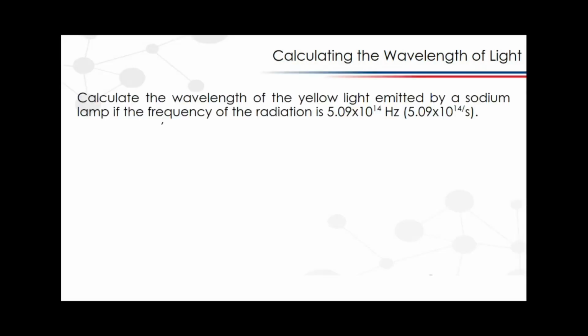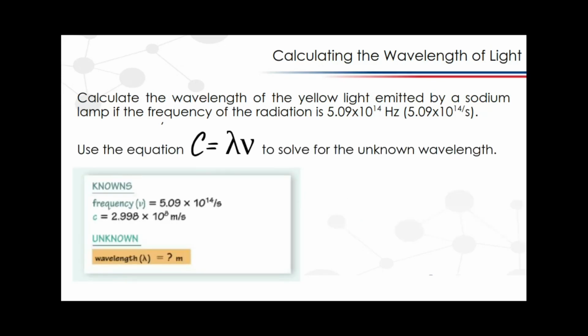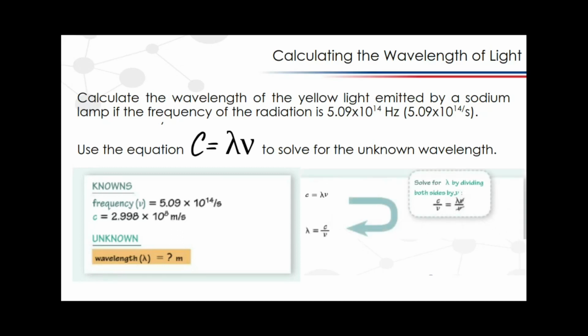Now, hands-on. Calculate the wavelength of yellow light emitted by a sodium lamp if we have the value for frequency. For this example, we will write the expression that relates the frequency and wavelength of light. Then, we will rearrange the equation to solve for lambda. Finally, we will substitute the known values for nu and the constant into the equation and solve.